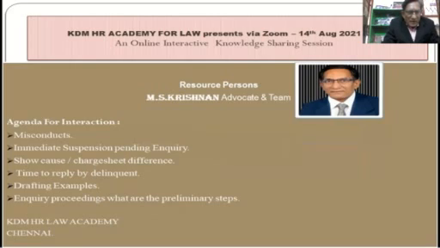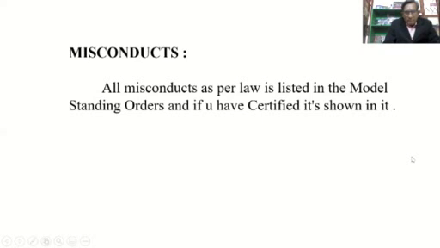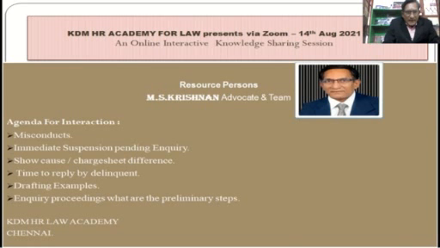Agenda for interaction, misconducts, immediate suspension pending enquiry. That is the second topic that we are going to see today. Then, Showcause, Chargesheet. What is a Showcause notice? What is a Chargesheet? How to issue the Showcause notice and Chargesheet? Fourth one, time to reply by the delinquent. How much time can you take? And if he writes a letter, what to do?